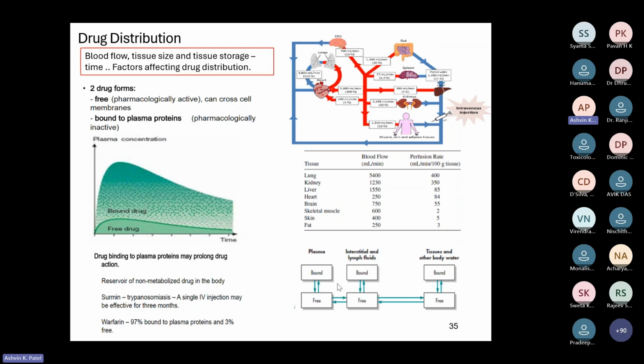However, the interaction of the chemical with the plasma protein is reversible. The bound form and free form are available in the plasma as well as interstitial fluid, tissue, or the body water. It is converted interchangeably from one region to another. So when the availability of the toxicant is required, it is released from the bound form to the unbound form.